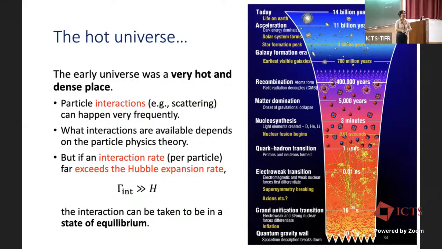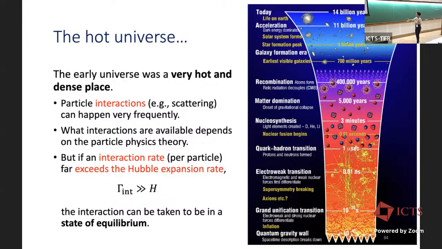And if you do dark matter, you have your own dark matter theory of how the dark matter particles get created, etc. But the most important thing when we talk about particle interactions in the early universe is the interaction rate versus the Hubble expansion rate. Because by looking at these two quantities, you can determine whether the interaction is so important that it's able to keep things in a state of equilibrium, or maybe it's the other way around, and the interaction is not important. Okay? So whenever the interaction rate exceeds the Hubble expansion rate by a lot, then that interaction can be taken to be in a state of equilibrium.